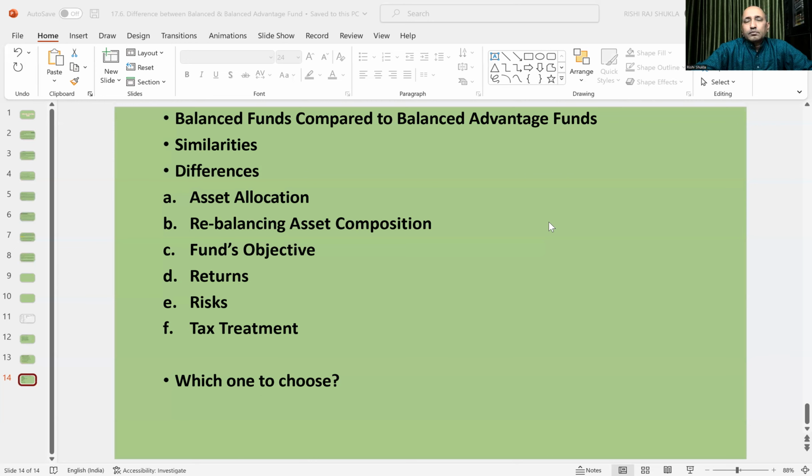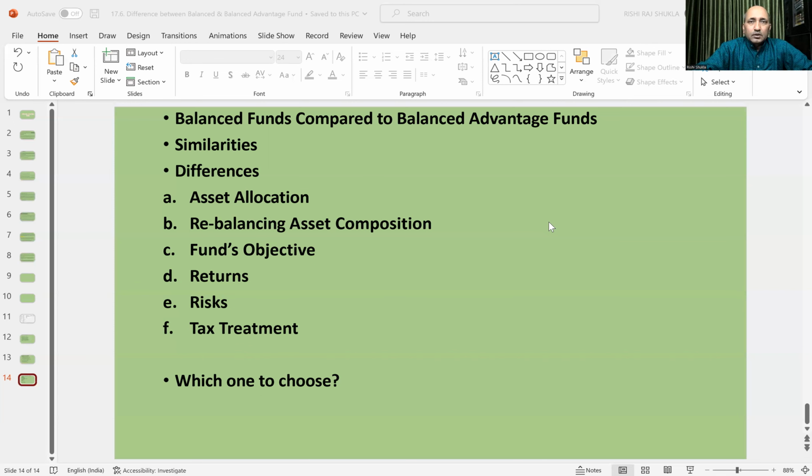One thing. The second difference is that in the case of a balanced fund, they cannot shift much even if the market is in an adverse condition. But in the case of balanced advantage, they can tweak to any position.